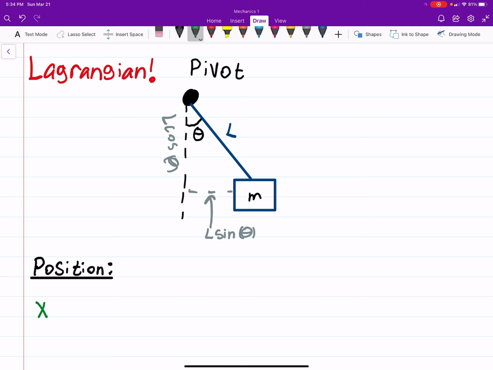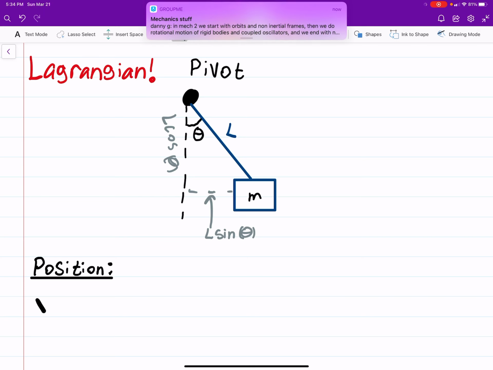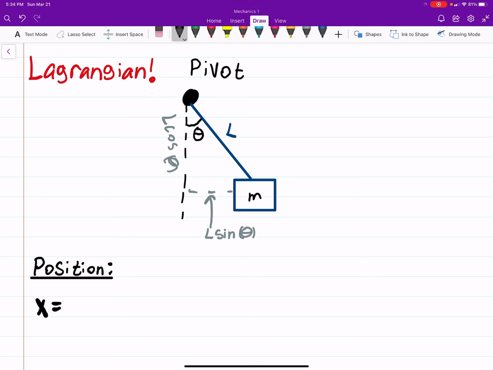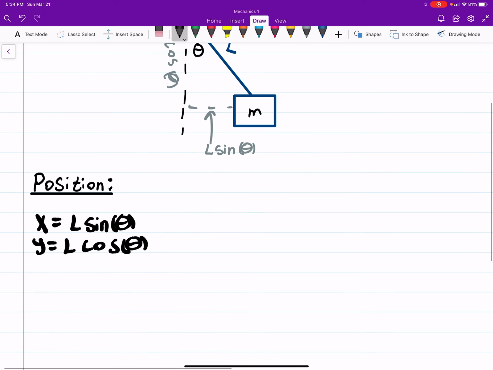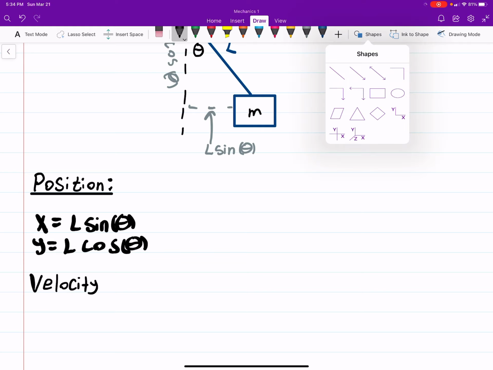So we find that x equals L sine theta and y equals L cosine theta. After you get the position, we're going to find the velocity, which is just the derivative of position. So all we have to do is take its derivative.